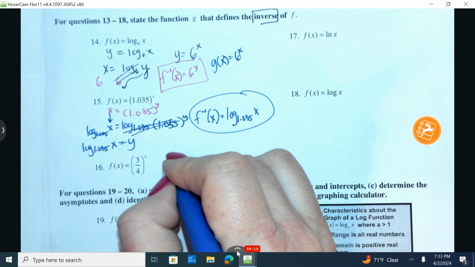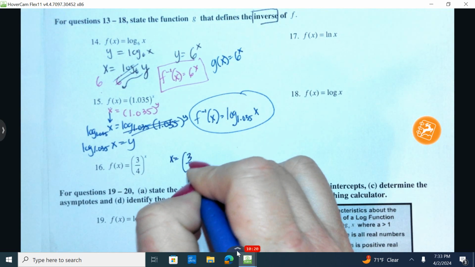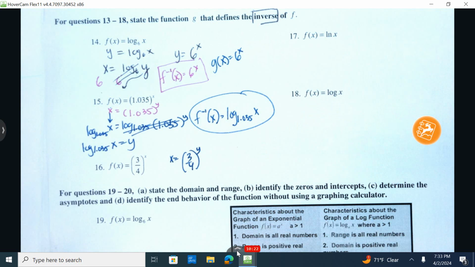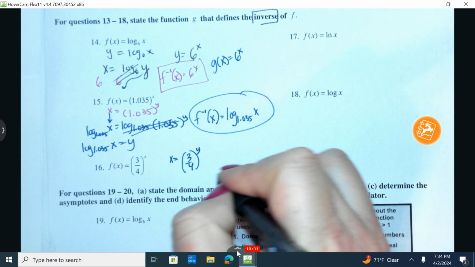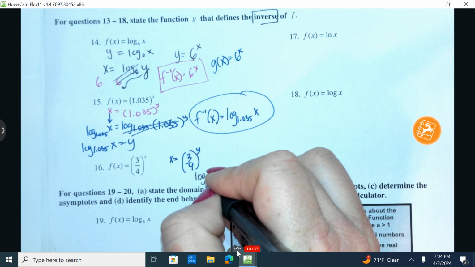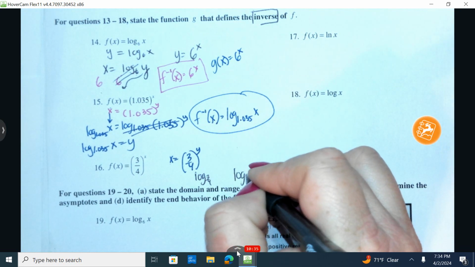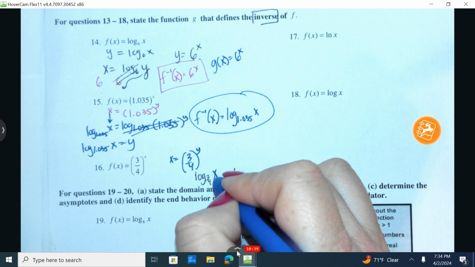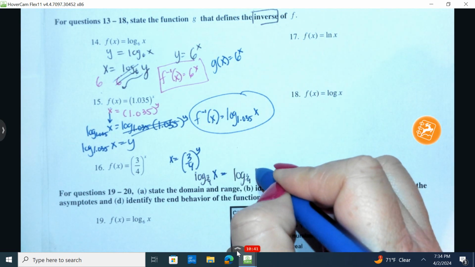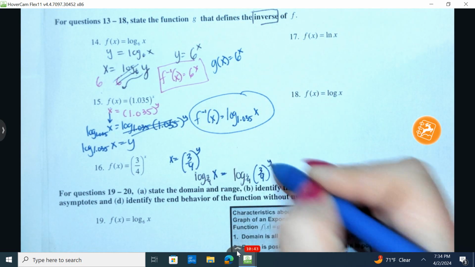I'm going to switch this to be x equals 3/4 raised to the y. Again, the only reason we learn about logs is when we're trying to solve for a variable that's in an exponent position. So I'm going to do log base 3/4 to the left and log base 3/4 to the right, because I want to remove this. And I'm going to drop down everything that was there. So behind this is an x, and behind this is going to be 3/4 raised to the y.